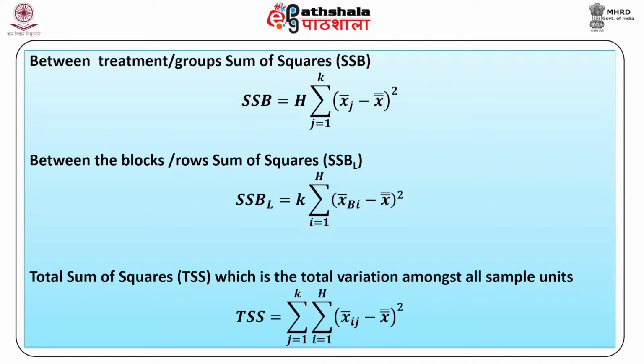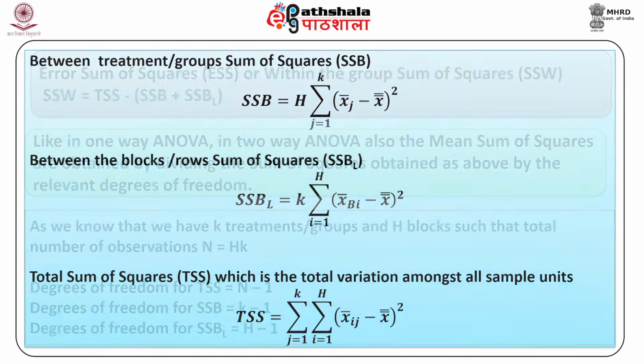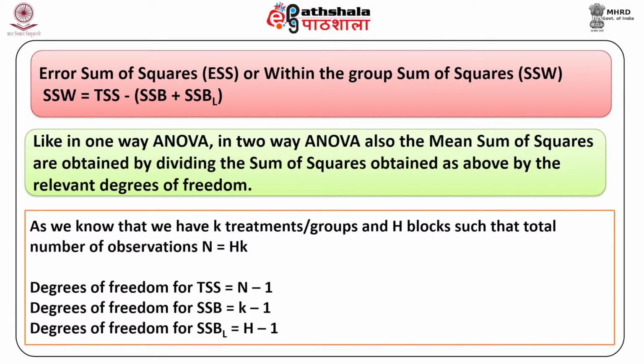The third source of variation is the total sum of squares, TSS, which is the total variation amongst all sample units and is equal to the double summation of Xij minus X double bar whole square, where I ranges from 1 to H and J ranges from 1 to K. The fourth is the error sum of squares, ESS, or the within group sum of squares, SSW, and this SSW is equal to TSS minus the bracket summation of SSB plus SSBL.